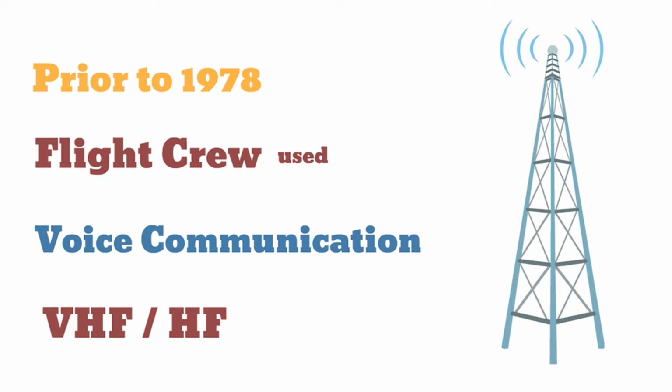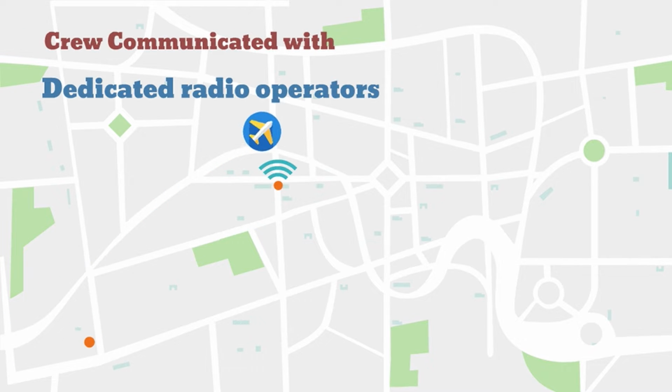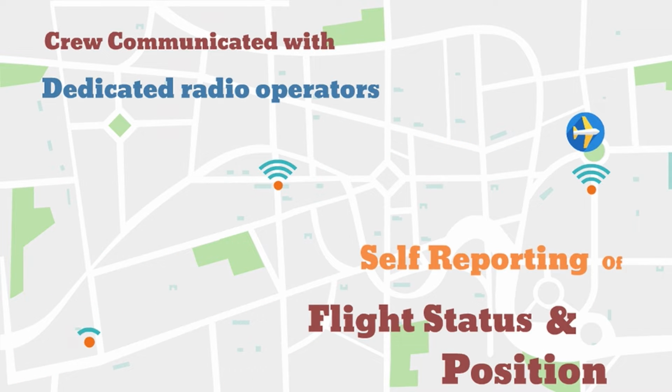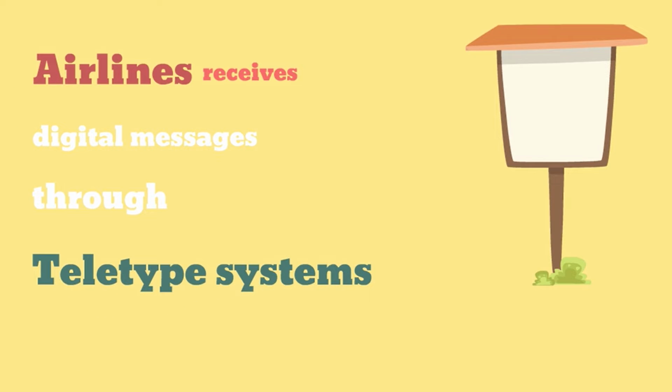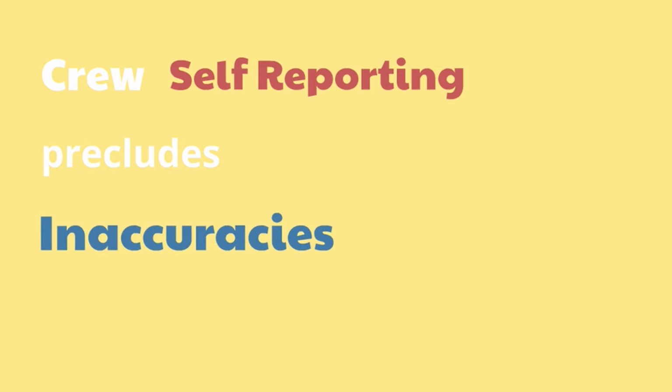stations. The crew communicated with geographically dispersed dedicated radio operators in the ground station for self-reporting of flight status and position. Then the digital messages would be delivered to airlines through a teletype system. But for airlines, crew self-reporting precludes inaccuracies.